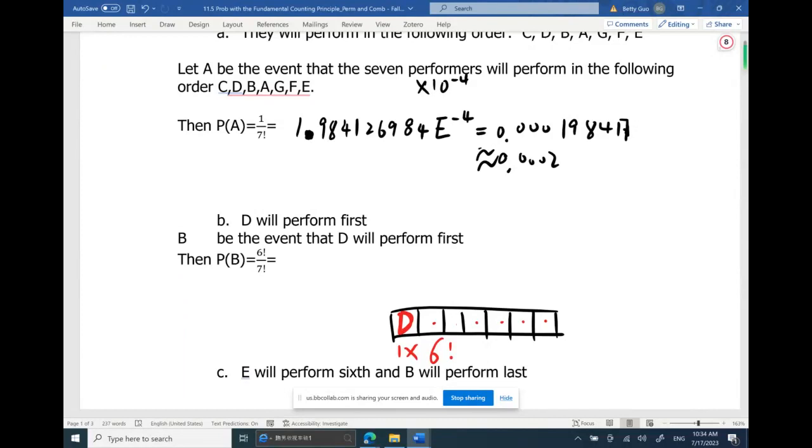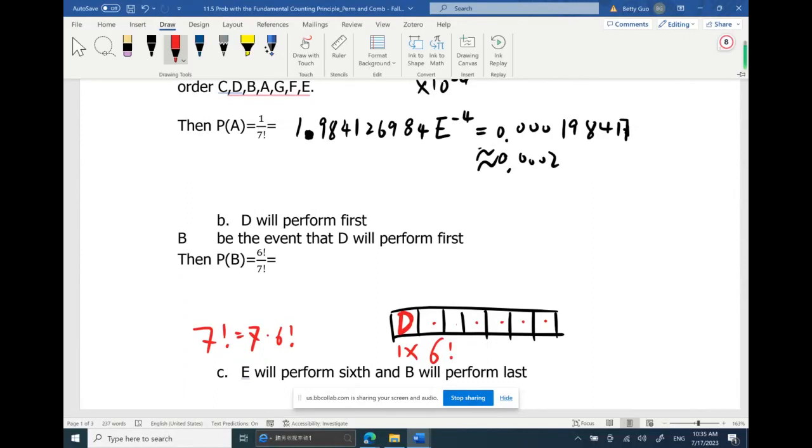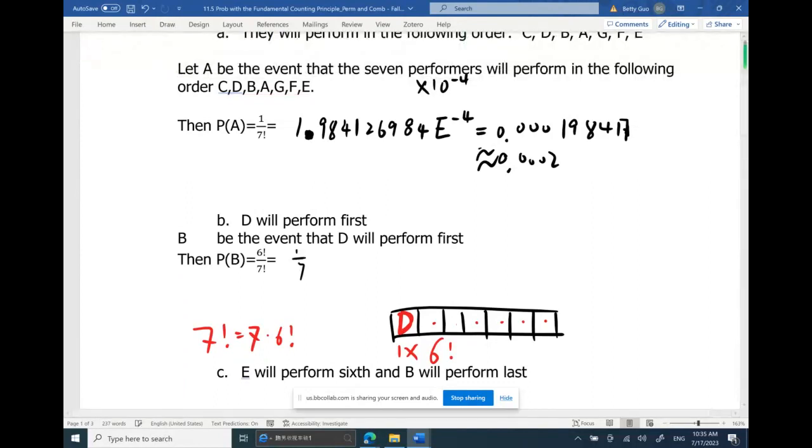Remember, 7 factorial is 7 times 6 times 5 times 4 times 3 times 2 times 1. So 7 factorial is 7 times 6 factorial. The numerator has 6 factorial as a factor, and the denominator has 6 factorial as a factor. Once you cancel them, the answer is 1 over 7. I would leave the result as a fraction, but again, when you work on assignments in MATLAB Math, just look at the instructions.